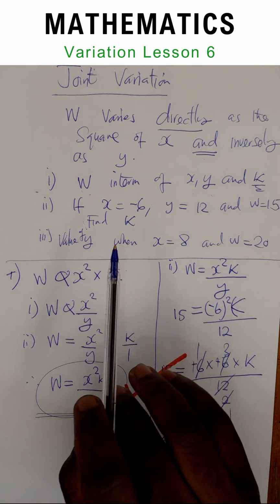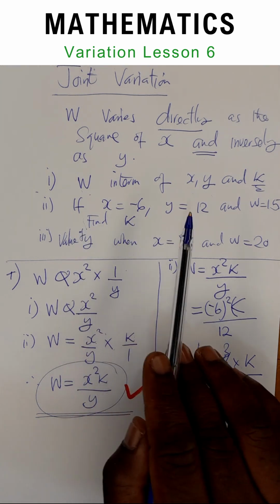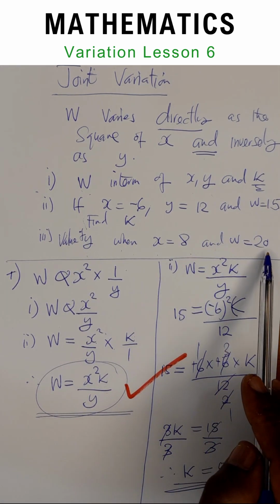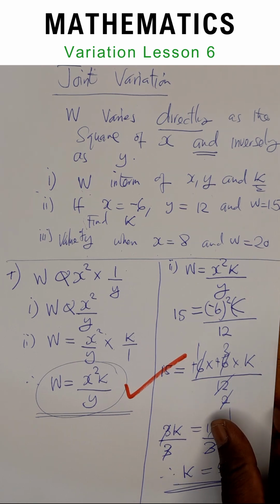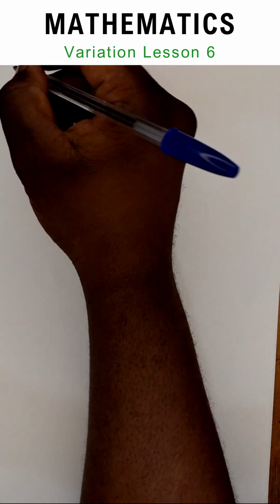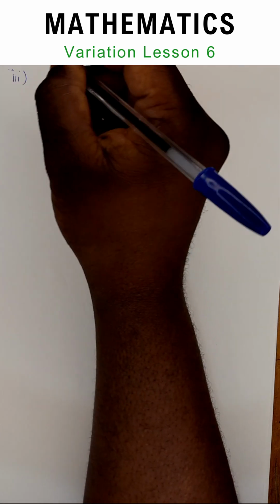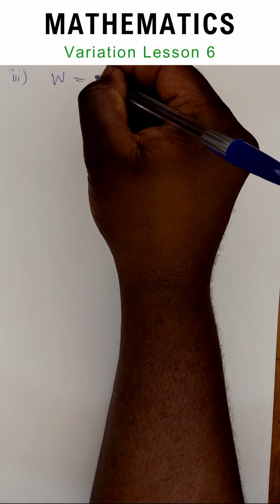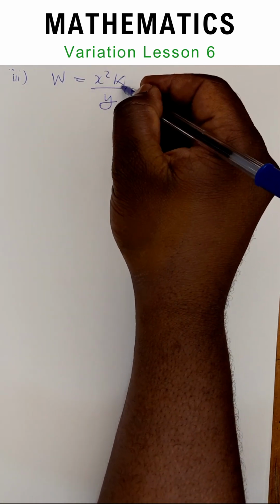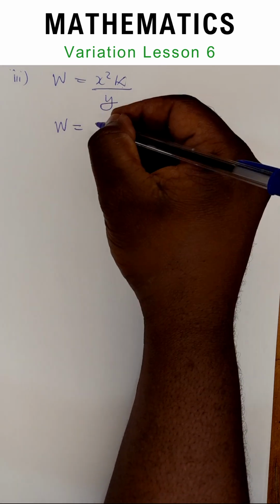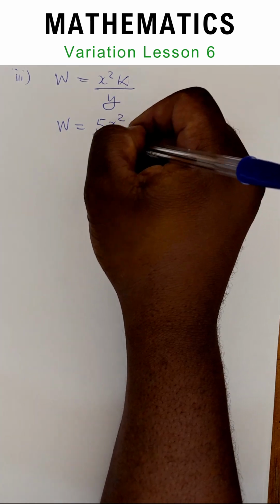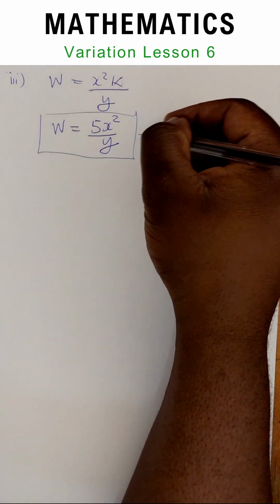Now we go to the last part where they are saying find the value of y when x is equal to 8 and W is equal to 20. So we form the equation of variation. So that k we got, which is equal to 5, and the equation which is connecting this was W is equal to x squared k over y. But since now we know the k, W is equal to 5, the value of k, x squared over y. So this is our equation of variation.